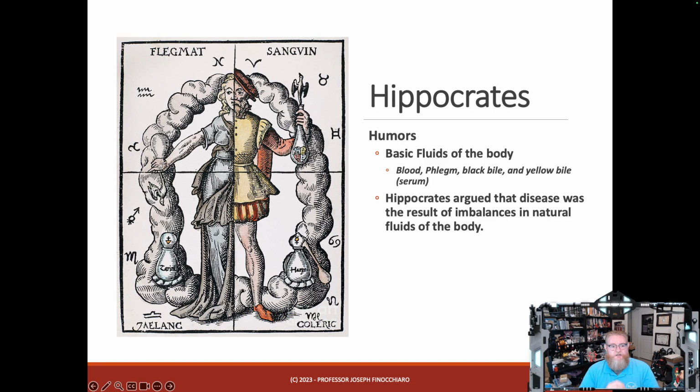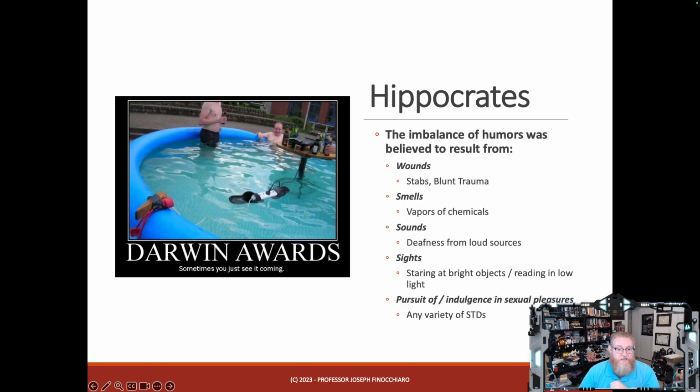So he proposed that there were humors, the basic fluids of the body: blood, phlegm, black bile, and yellow bile or serum. And Hippocrates argued that disease was the result of imbalances in natural fluids of the body. The imbalance of humors was believed to result from wounds, smells, sounds, sights, and pursuit of indulgences such as sexual pleasures. And realistically, he is not far from the truth. You know, stabs and blunt trauma can cause exsanguination. Smells can affect your neurological system. So he was pretty much right on point.